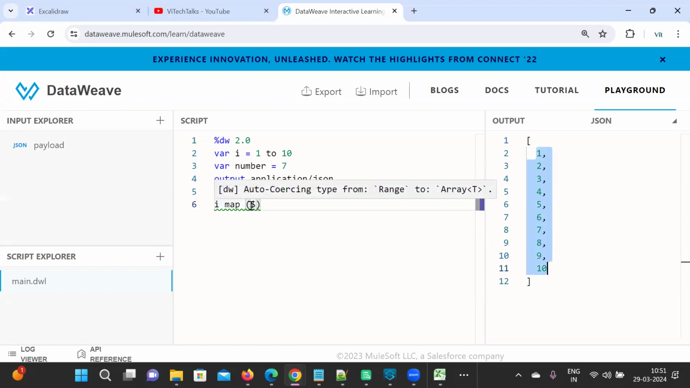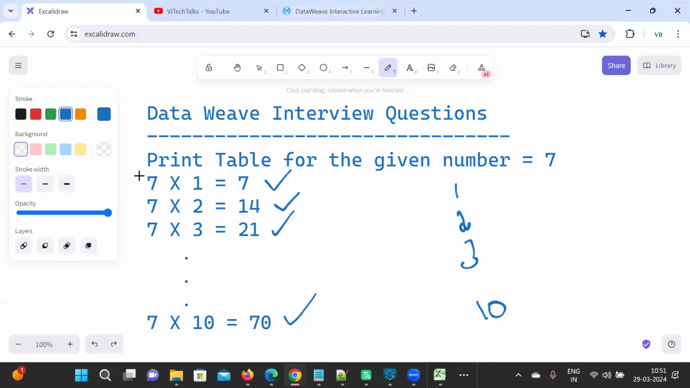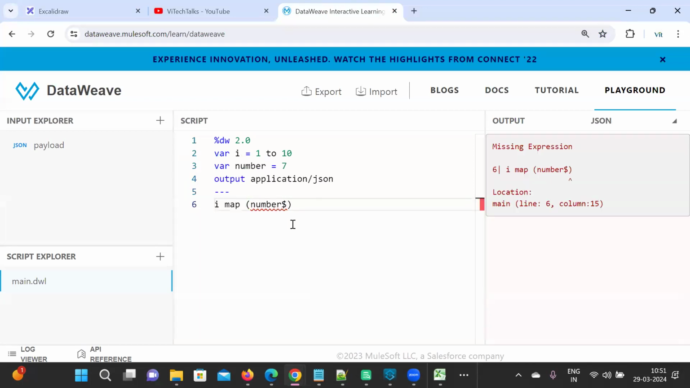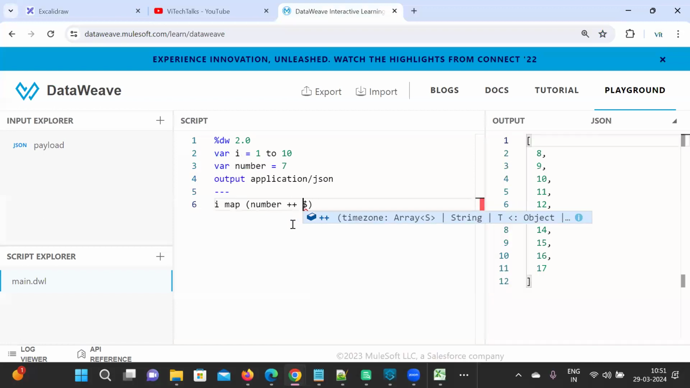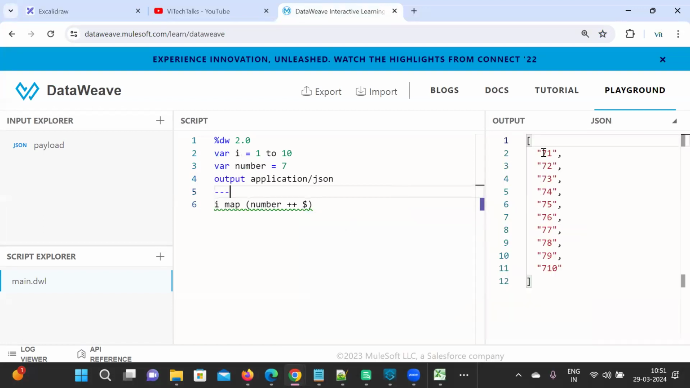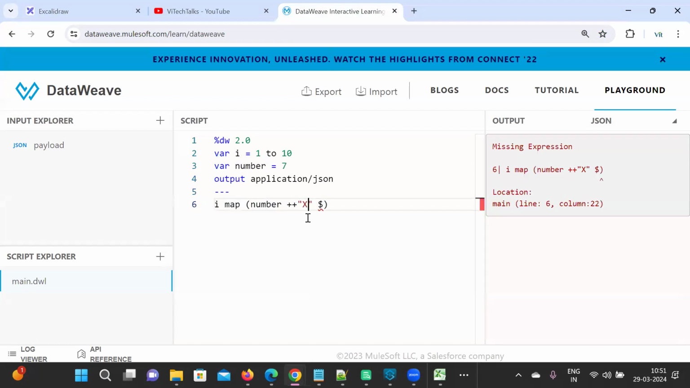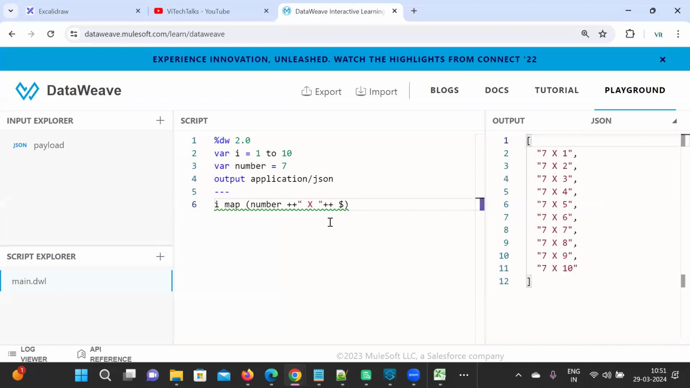Now what is the constant value here? 7 and the multiplication symbol. So before this, just print number, space, plus plus. So how is it coming? 71, 72, 73. But here in between we need a multiplication symbol. Here I'm going to use x over here. So this is called concatenation. 7 plus plus x plus plus dollar.